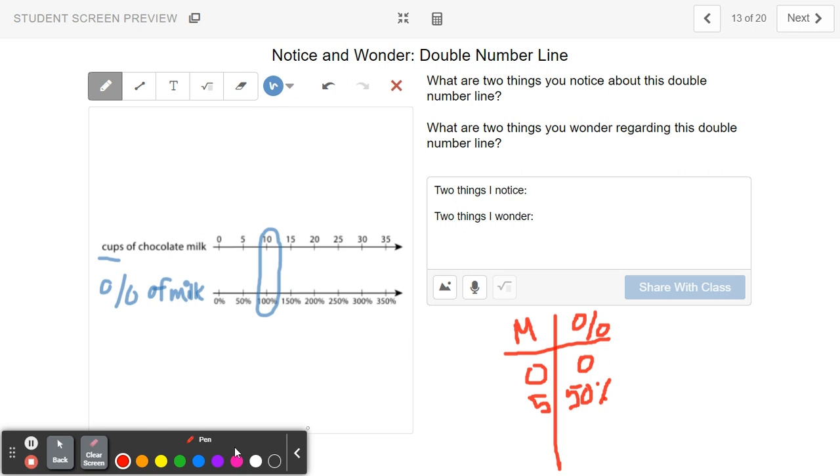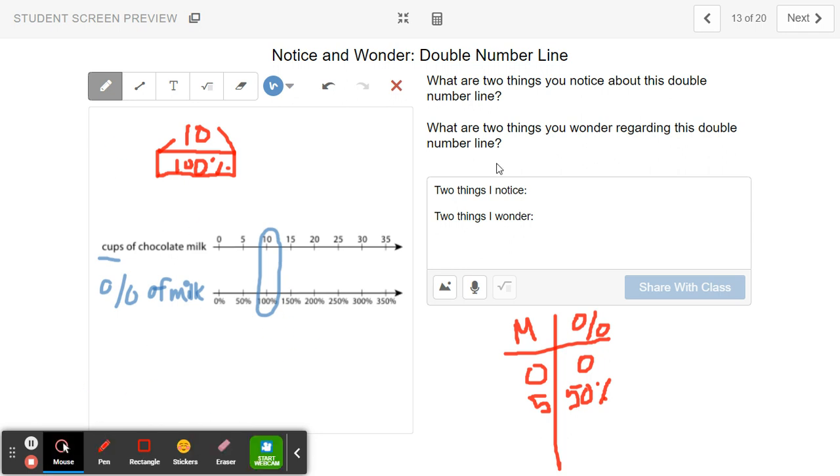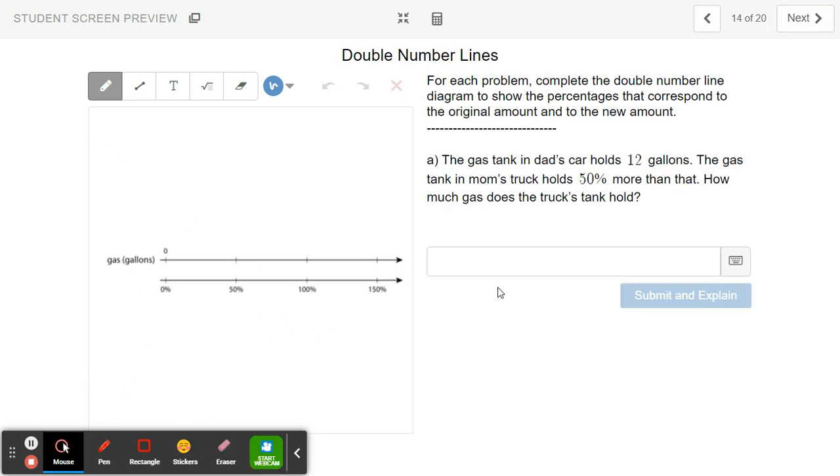You could also turn these into bar models, right? So for instance, we know this is going to stand for 100%, which is 10 cups. So there are different ways that you can interact with these number lines. So let's go back over here. It says for each problem, complete the double number line, meaning we're going to have to show work over here to show the percents that correspond.